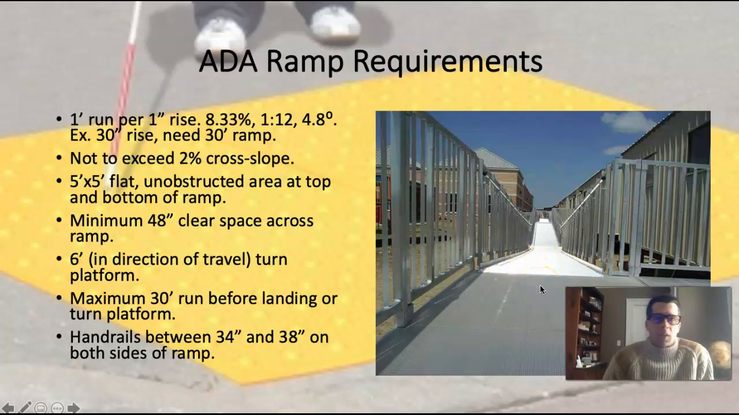And we've got a smart level that can read percentage. It can read degrees. It can read inches per foot run, stuff like that. So we can set that when we're forming, as we're pouring, and make sure that we're not going to exceed 2% cross slope. So one thing that differs in the California ADA versus the federal ADA is that we need to have minimum 48 inches of clear space across that ramp. The federal guidelines are 36 inches, but in California it's 48 inches.